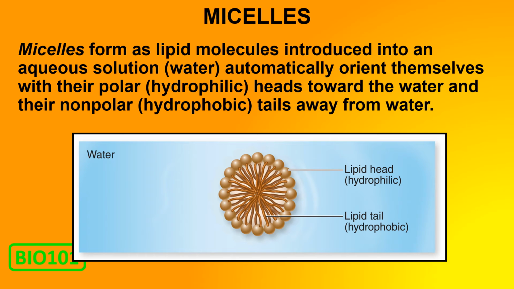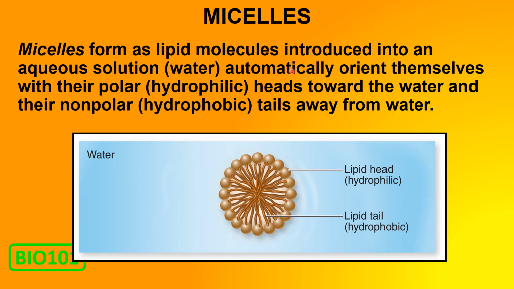Now, just as a little experiment, if you take a bunch of these phospholipids and you throw them into a beaker of water, they are going to spontaneously group together such that the phosphates, which love water, are facing outward, in contact with water, and the lipid tails are tucked inside away from the water, because remember, they're hydrophobic. We call these micelles. So micelles form as lipid molecules are introduced to an aqueous solution, water in this case.